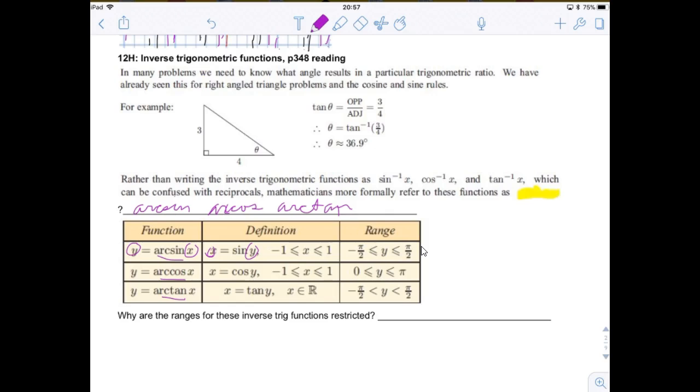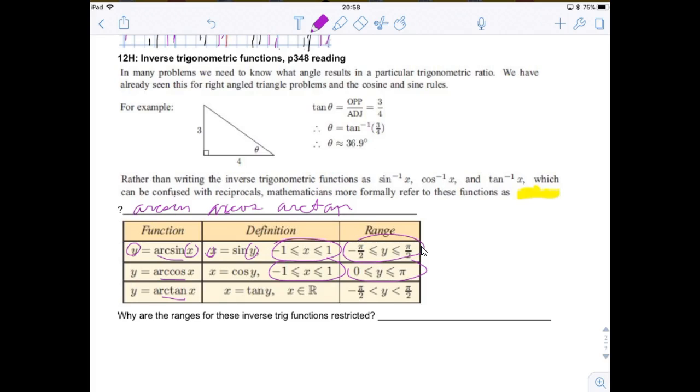The range and the domain of the arc sine, arc cosine, and arc tangent functions, you can see them here. So the input to arc sine is going to be a ratio from -1 to 1. The output of arc sine would be an angle. And same thing with arc cosine. You input a ratio from -1 to 1, and out comes an angle.